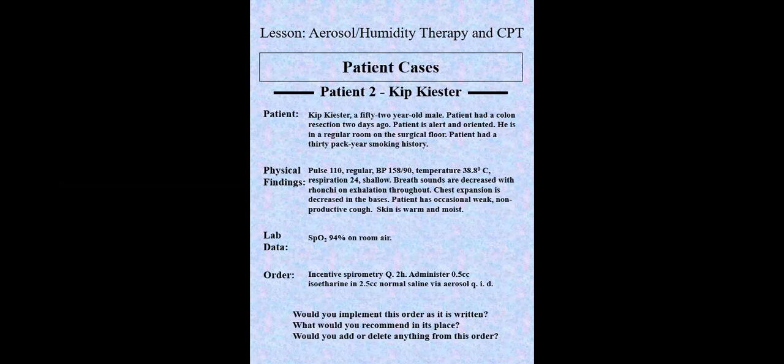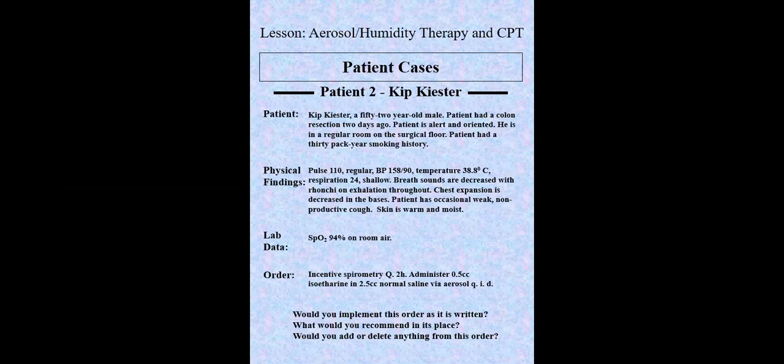Patient has an occasional weak, non-productive cough. So occasionally he'll cough, and when he does cough, it's very weak and it's not productive. That means he's not producing anything, right? His skin is warm and moist. I don't know what that means. Warm and moist. So he's kind of clammy, right? Warm and kind of clammy, pale, probably sweating, like a little sweat, okay? His sat, all right, he's 94% on room air. Okay, on room air, he's 94%.